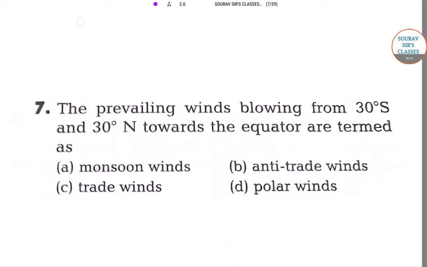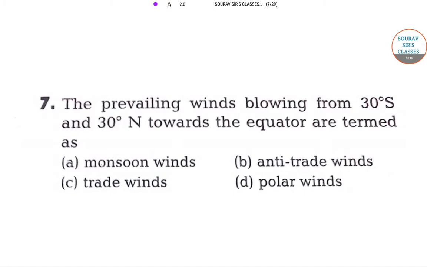The prevailing winds blowing from 30 degrees south and 30 degrees north towards the equator are termed as: option A, monsoon winds; option B, anti-trade winds; option C, trade winds; and option D, polar winds. So in this question the answer is the trade winds. Trade winds blow in a northeasterly direction.